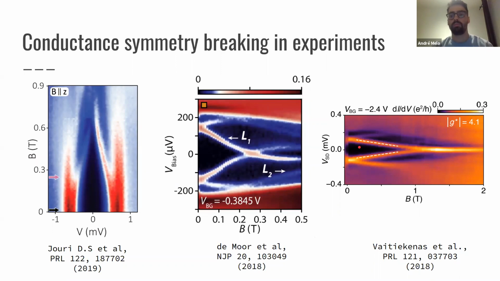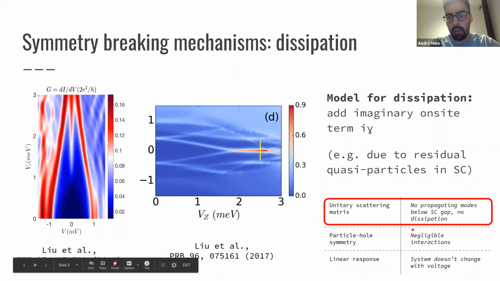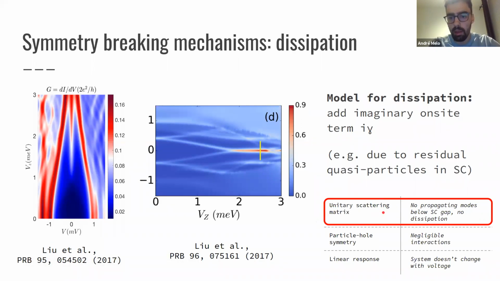Okay, so what physical mechanisms can explain this discrepancy? We can look at our table of assumptions and see which of these assumptions we can start breaking with some plausible physical mechanism. And one of them, perhaps the simplest thing to do, is just to say that we have dissipation in the system, and that breaks the unitarity of the scattering matrix. Of course, any quantum system we build is never fully insulated. There's always some coupling to some environment, so it's a very reasonable thing to say there's dissipation in the system.